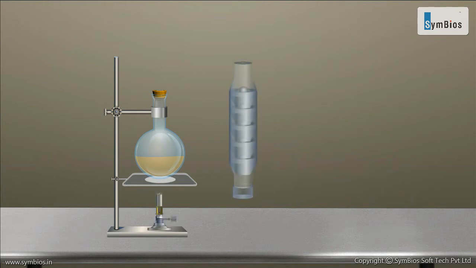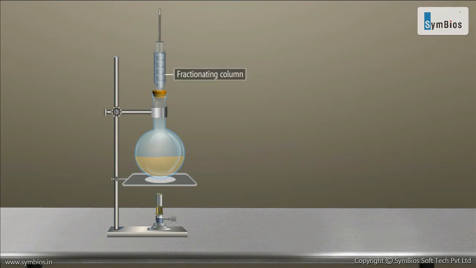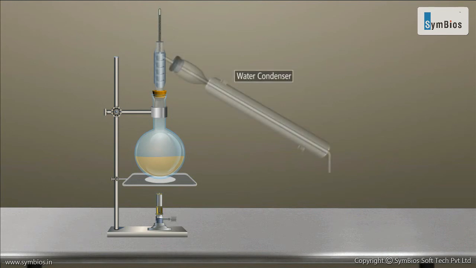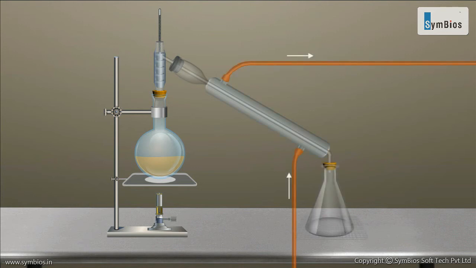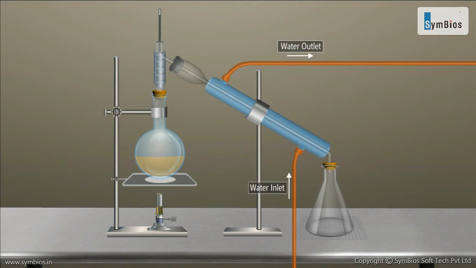Fix a fractionating column with a thermometer to the flask. Attach a water condenser at the other end of the fractionating column. Fix the remaining apparatus in the same way as done for the experiment on distillation. Now, light the burner and let the mixture boil.